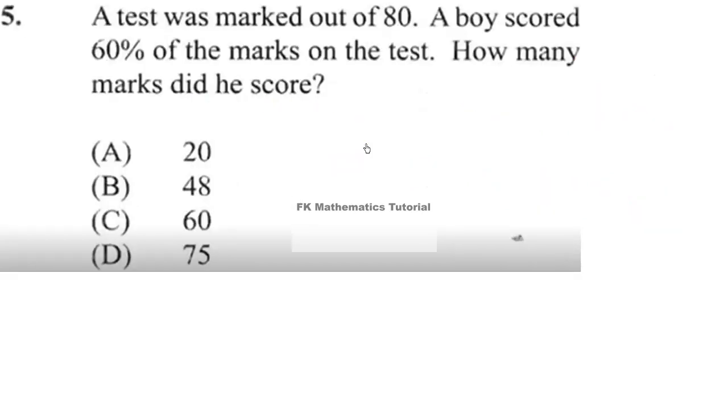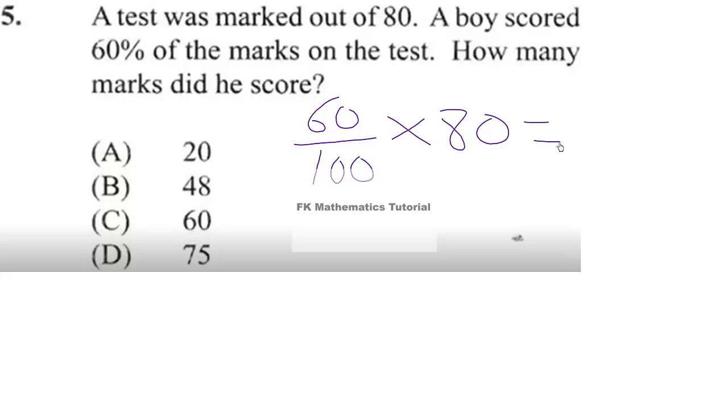A test was marked out of 80. A boy scored 60% of the marks on the test. How many marks did he score? So we need to find 60% of 80. And that will be equal to, so these zeros cancel, this and this will cancel. So 6 times 8 is 48. So the boy scored 48 out of 80. So the correct answer is option B.